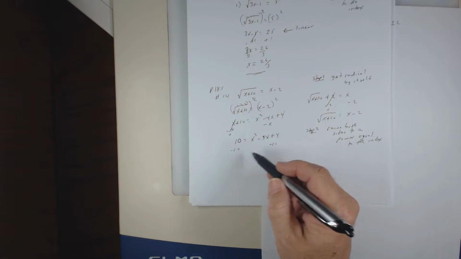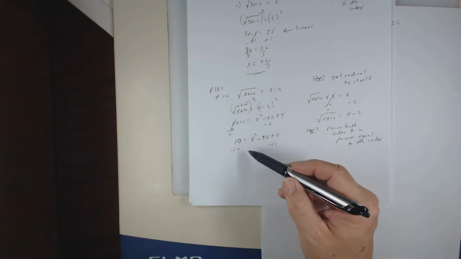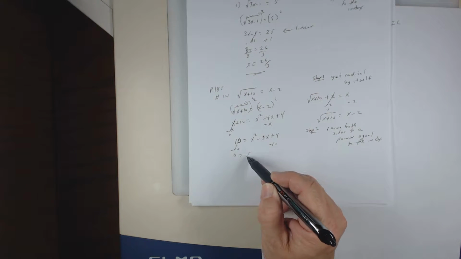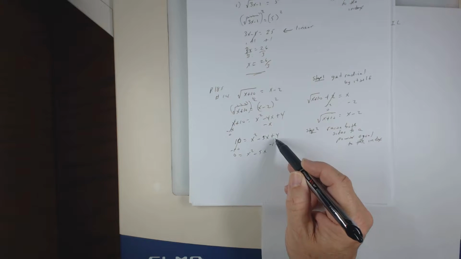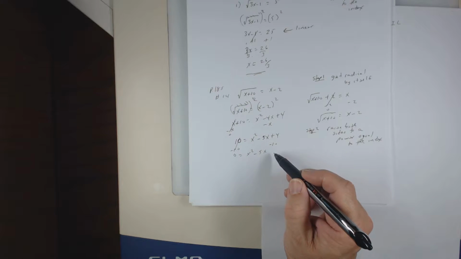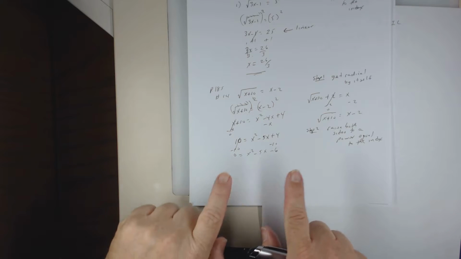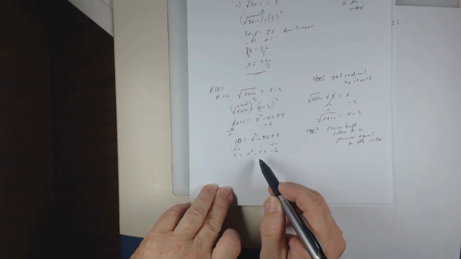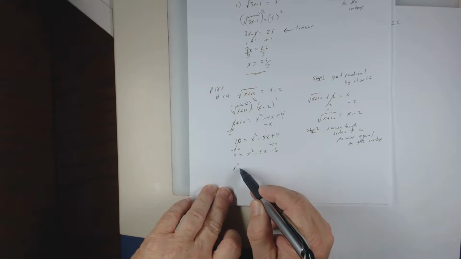Notice I'm aligning my like terms. So I align the x's together. Now I'm aligning the constants together. 10 minus 10 is 0, equals x squared minus 5x. A positive 4 and a negative 10 is a negative 6. Okay, now I'm just going to go ahead and transpose the sides. So 0 equals this is the same thing as this equals 0. I'm just going to go ahead and rewrite it like this.